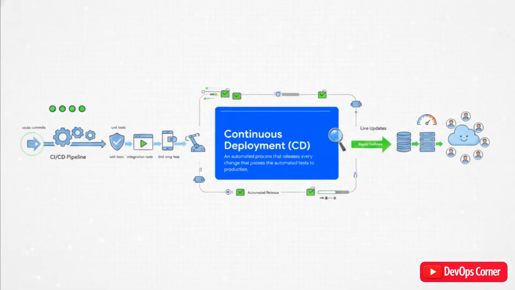The second piece of the puzzle is continuous deployment, or CD. And this really just takes CI to its logical conclusion. Think about it. If a code change passes all of the automated build steps and all of the test steps, why should it sit around waiting for a human to manually deploy it weeks later? It shouldn't. Continuous deployment is an automated process that takes that validated code and releases it directly to your users. Every single change that passes the tests goes live, automatically. This is absolutely revolutionary because it lets teams deliver value to customers incredibly quickly and get rapid feedback on new features, shortening that loop from idea to reality.